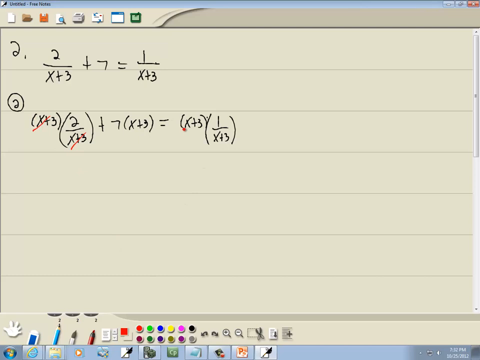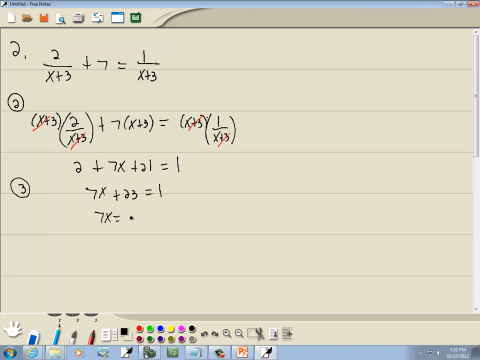So x plus 3's cancel, x plus 3's cancel there. And here we have 2 plus 7 times x is 7x, 7 times 3 is 21, equals 1. And we want to solve for x. I think that was step 3. Well, this is a linear equation. 2 plus 21 gives us 23, equals 1.